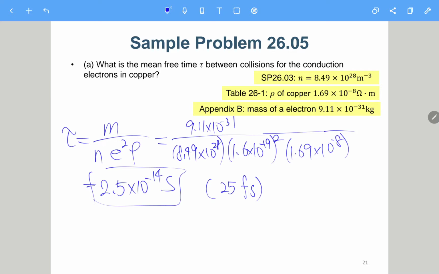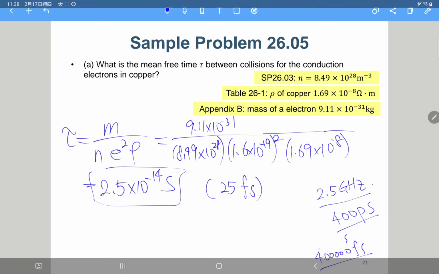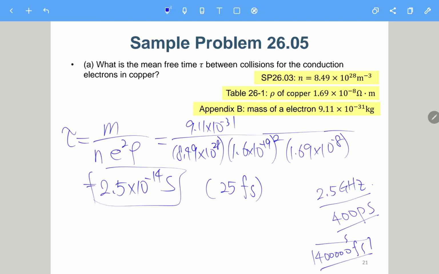You can just imagine, for example, your computer or smartphone, where the clock for the processing unit is maybe 2.5 gigahertz. The period of the clock is about 400 picoseconds, and 1 picosecond is 1,000 femtoseconds, which is like 400,000 femtoseconds. This is the period of the clock for your computer or smartphone. Maybe a bit larger than 2.5 gigahertz, but you can see the mean free time is much smaller than that.